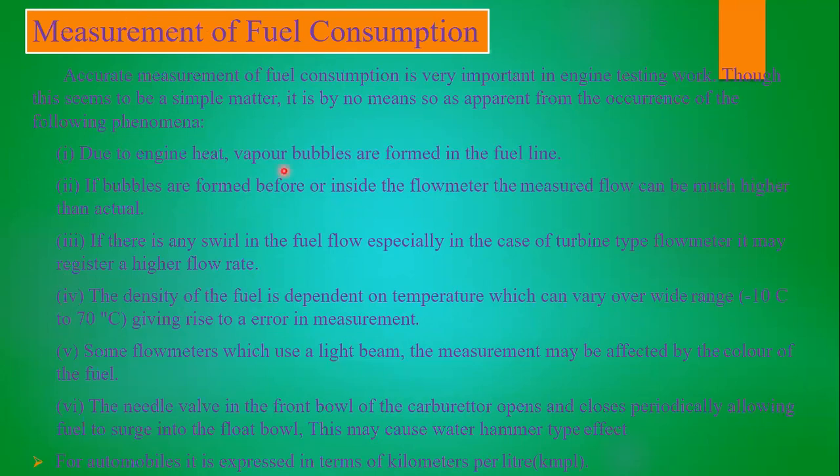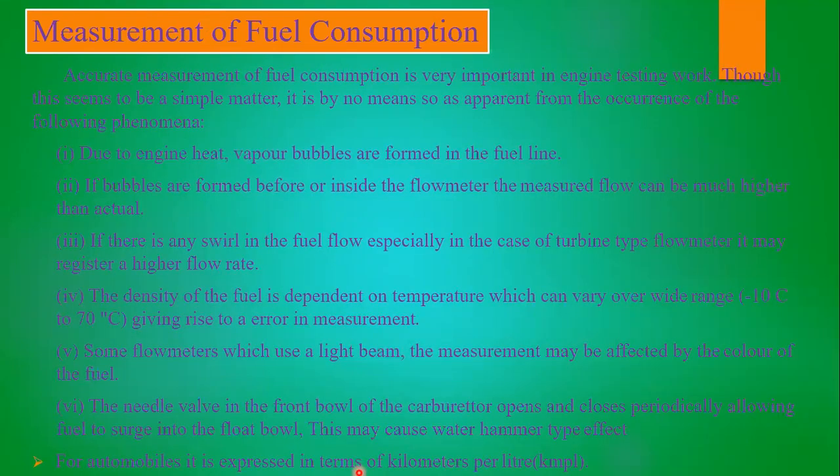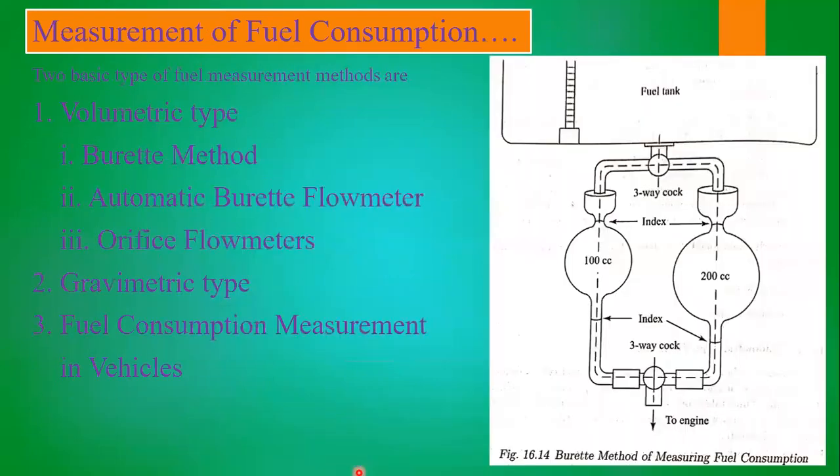So we already discussed all these errors yesterday, and today we are going to see particularly the instruments which are used to measure the fuel consumption. In that way, we are going to have different types of fuel measurement methods. There are two basic types, but we also need to know the accurate fuel consumption on road. These are the laboratory methods, and this is the accurate method.